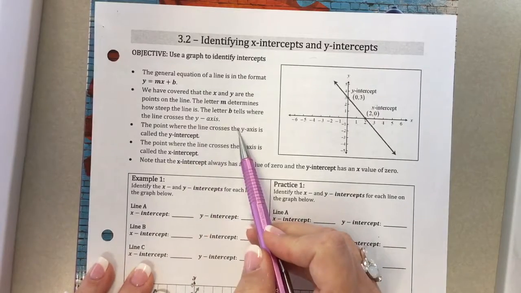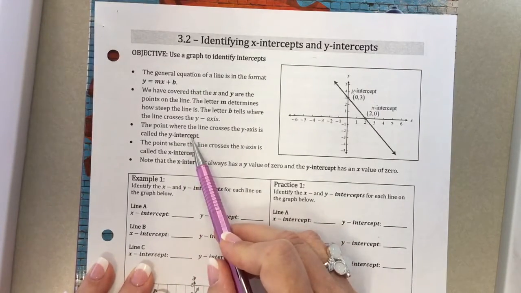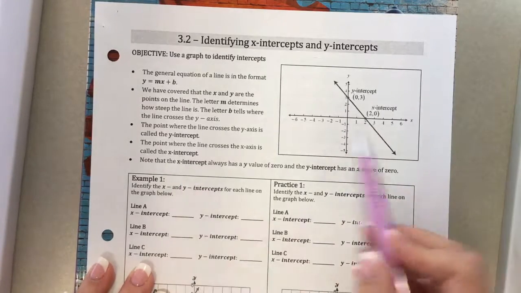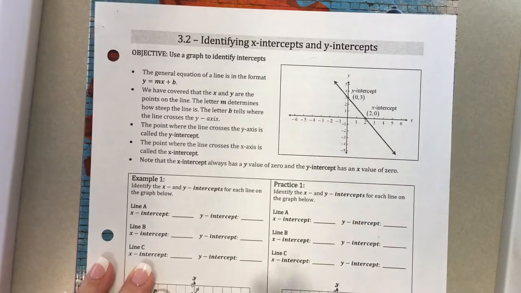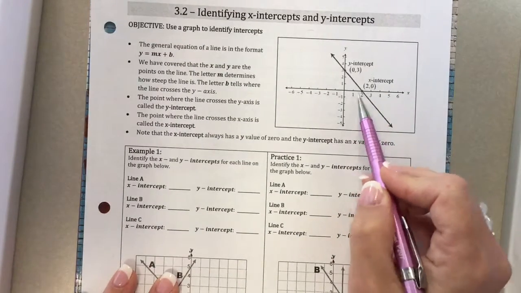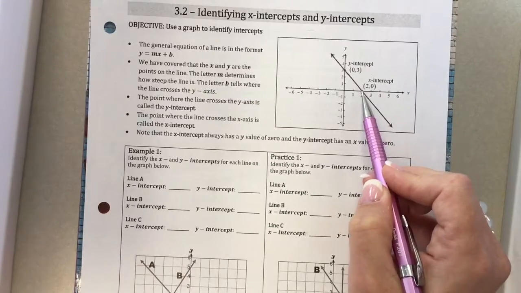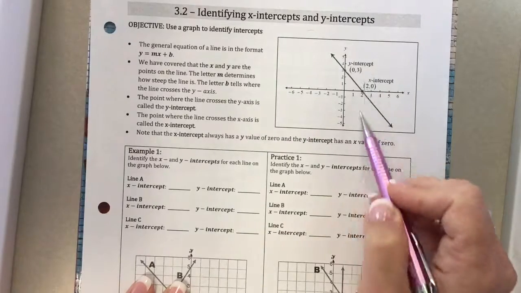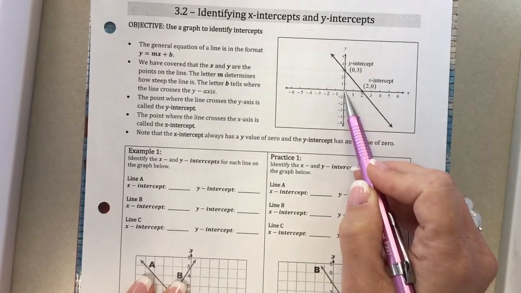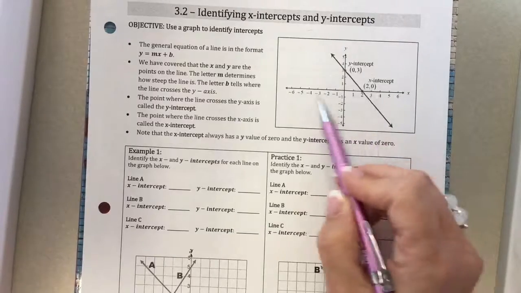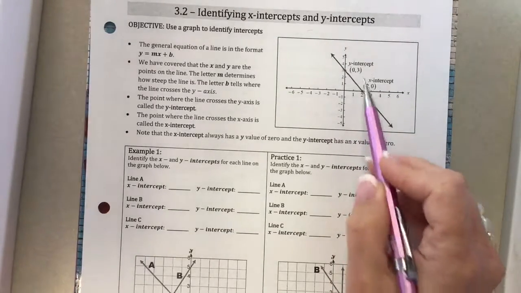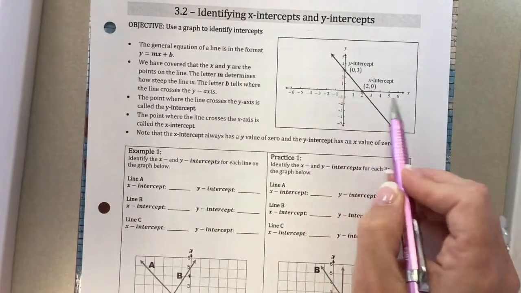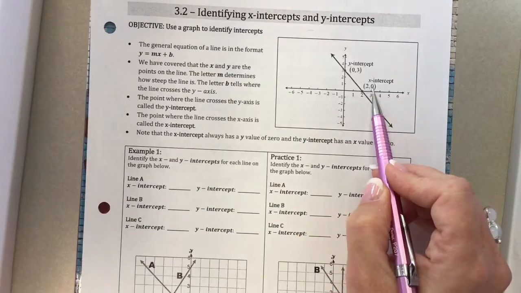The point where the line crosses the y-axis is called the y-intercept. So where does it intercept or intersect the y-axis? The point where it crosses the x-axis is called the x-intercept. If you'll notice, any point sitting on the x-axis has a y value of 0, because a point has the left-right portion first and the up-down portion second. If it only goes left or right, it sits on the x-axis, and therefore there is no up-down.